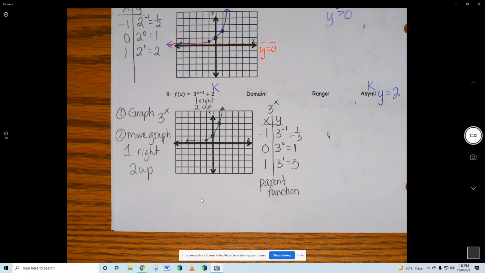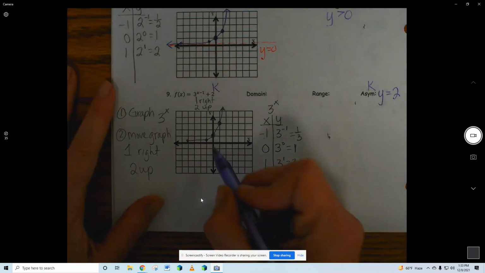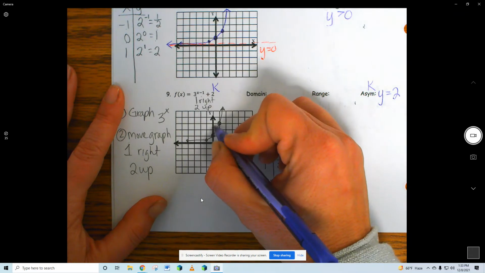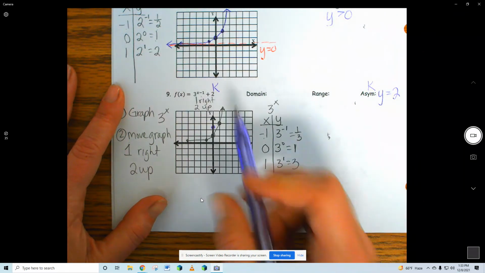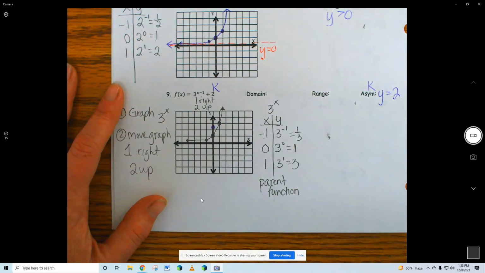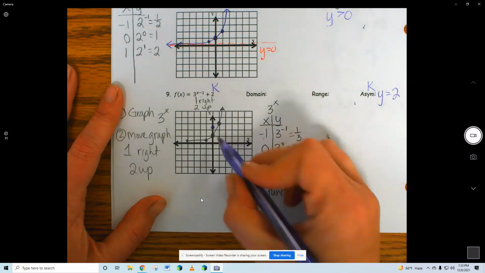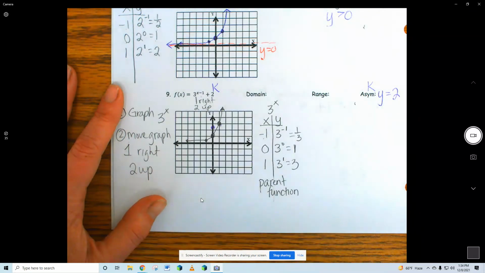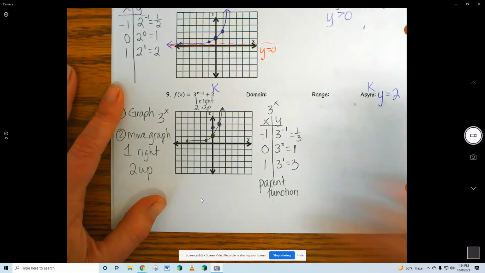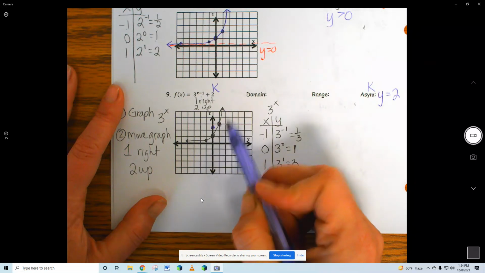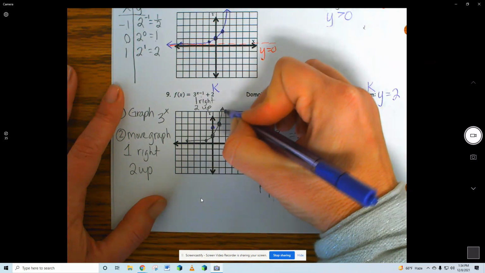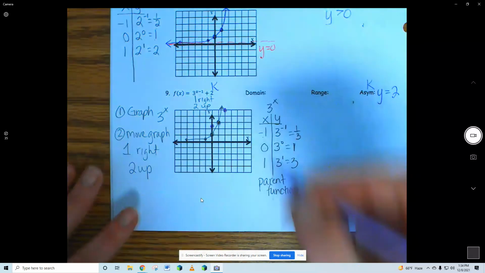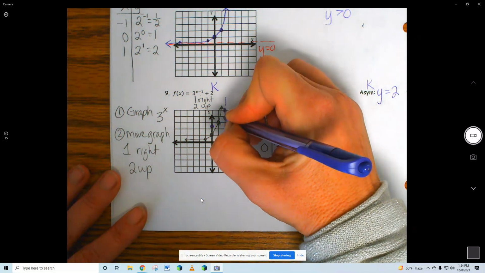We're going to draw a second line right now. Start here. 1 to the right, 2 up. So I just did the first point. This point, 1 to the right, 2 up. It's going to overlap. Last dot, 1 to the right, 2 up. So it shifted a little to the right.